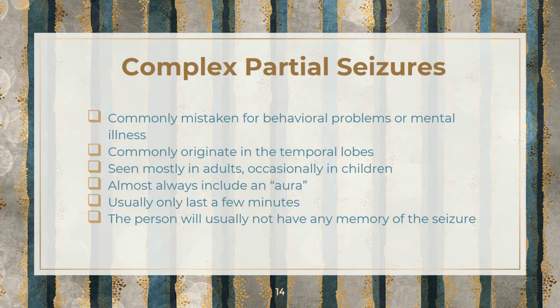Complex partial seizures are commonly mistaken for behavioral problems or mental illness because of the nature of the behaviors associated with them. Complex partial seizures commonly originate in the temporal lobes and are seen mostly in adults, but sometimes in children. They almost always include an aura and usually only last a few minutes. The person usually does not remember the seizure.